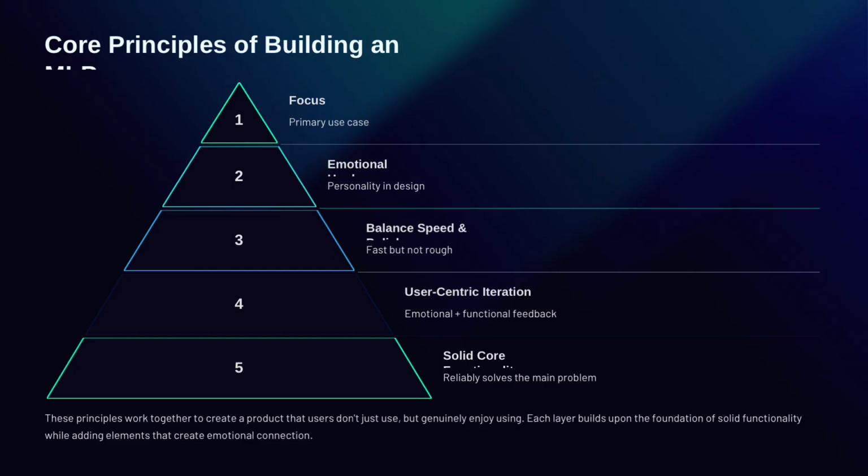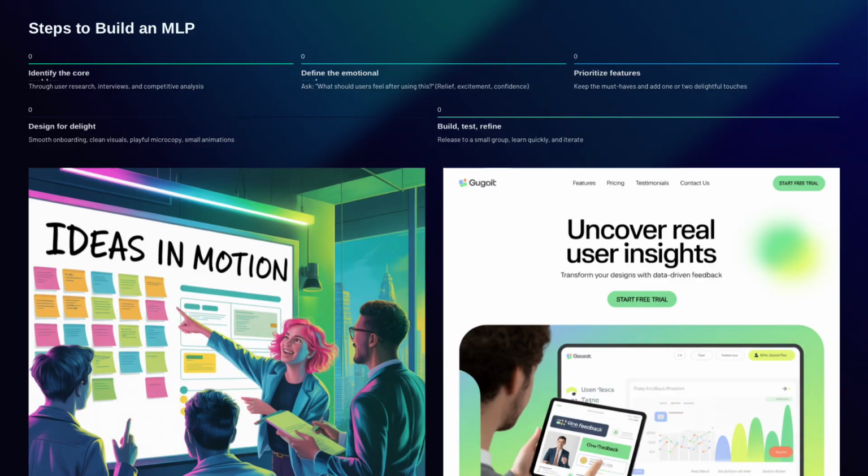And fifth, user-centric iteration. You need feedback, obviously, but not just on does it work. Ask how it makes users feel. That emotional feedback is gold dust for an MLP. Feel. Okay, that's a key difference in the feedback loop. Absolutely. And to put these principles into action, there are roughly 5 steps our sources outline. Step 1, identify the core problem. Really deep user research here.